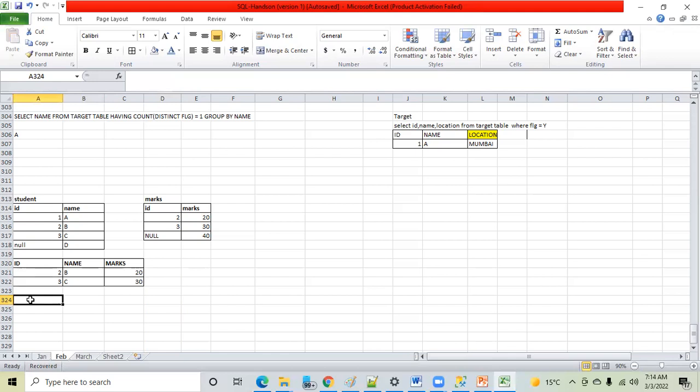Who will tell me? Quickly, Arvind, we don't have much time. Could you tell me? Select. Inner join, directly I will write inner join? No. Select A.id, A.name, B.marks from student A join marks B on A.id equal to B.id. So this is the query you have told me. Fine.